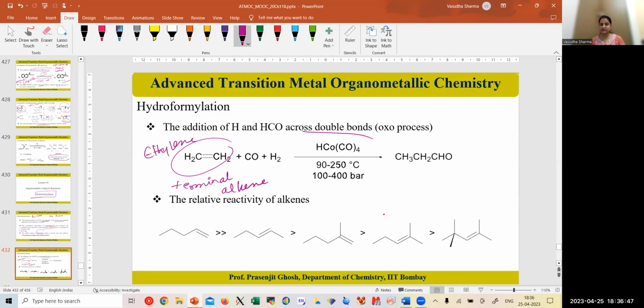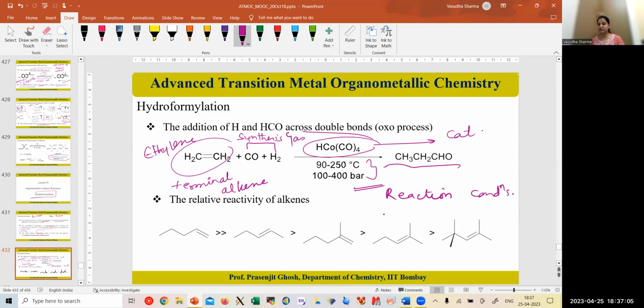We are using synthesis gas, CO and H2, and this is our catalyst. These are the reaction conditions. Ultimately, as you can see, we started with carbon 2 and ended up with carbon 3 with the aldehyde group. This is what is called the hydroformylation reaction.